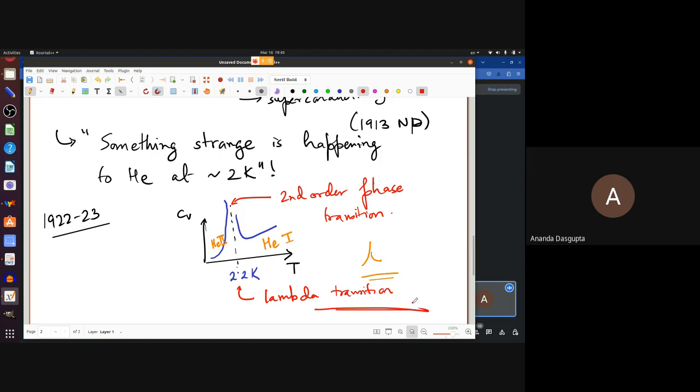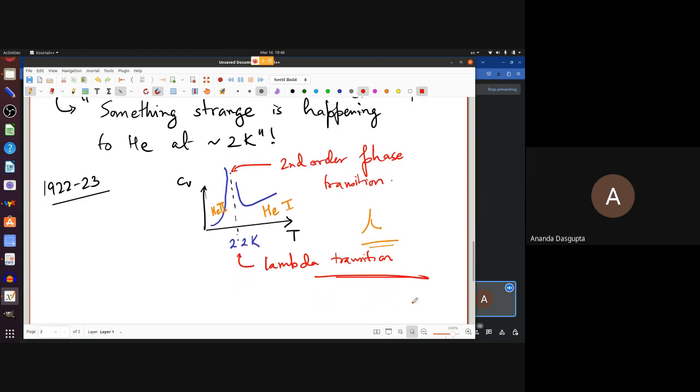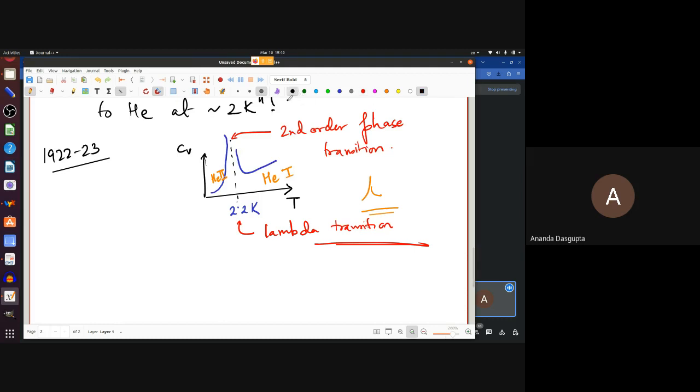So the fact that liquid helium undergoes a phase transition and goes into a different phase below 2.2 Kelvin was discovered by Kamerlingh Onnes and his co-workers in 1922 to 23. In fact, he didn't really go on to do much work in superfluidity after that. By the way, I'm calling this superfluidity because I know today that helium-2 is a superfluid. But the idea that a superfluid can flow without resistance was not explored by the Leiden group at all. They essentially looked at the thermodynamics of the system and saw that there was a phase transition occurring.